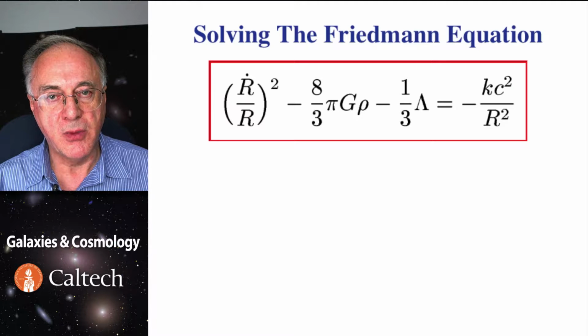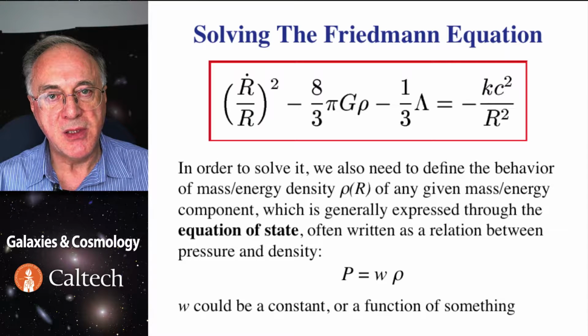It's a differential equation. However, in order to solve it, we need something else. The expansion of the universe at any given moment is determined by the mean density of matter and energy in it. As the universe expands, that density changes in different ways for different components. The equation that specifies how that is changing is called the equation of state, and it is often expressed as a relation between pressure and density.